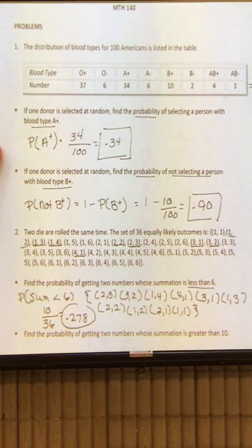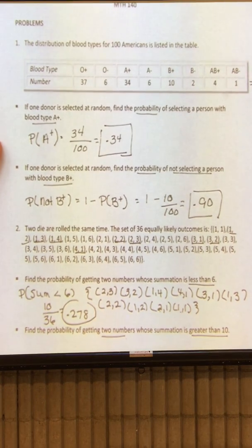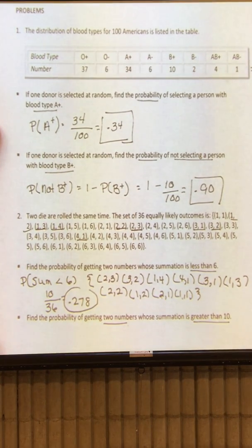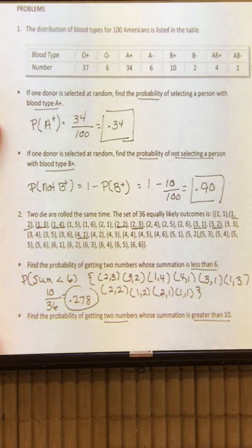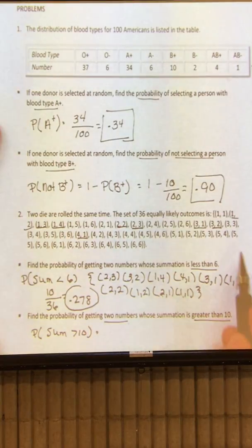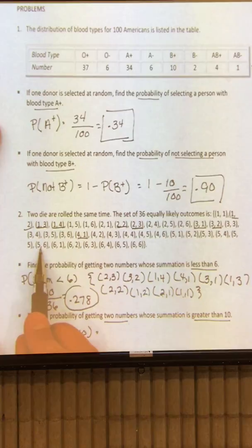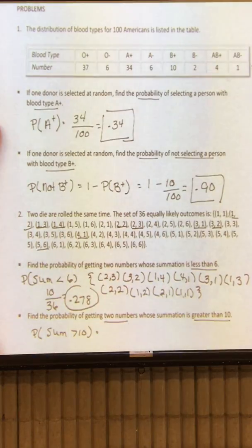Find the probability of getting two numbers whose summation is greater than 10. So looking at our sample space, for the probability that the sum is greater than 10, you only have 3: 5, 6 is greater than 10, 6, 5, and 6, 6. 3 over 36 is equal to 0.083.